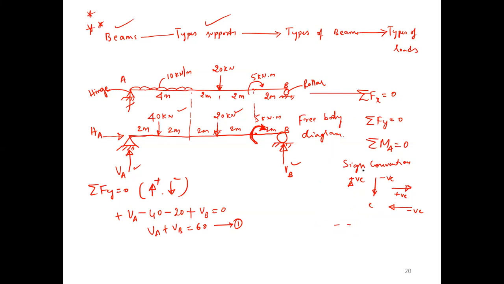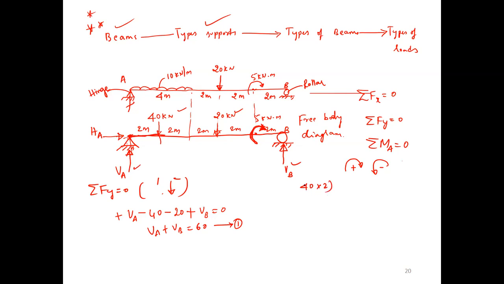Next, what is the remaining equilibrium equation? Sigma M, moment at any point, it may be at B or A. For ease, I will take the left hand support, that is sigma MA equals 0. For moments, the sign convention is: clockwise moments are positive, anti-clockwise moments are negative. With respect to this point, HA and VA are 0 because they act at the same point. But the 40, how is it rotating with respect to A? Clockwise. The perpendicular distance is 2, so 40 into 2.